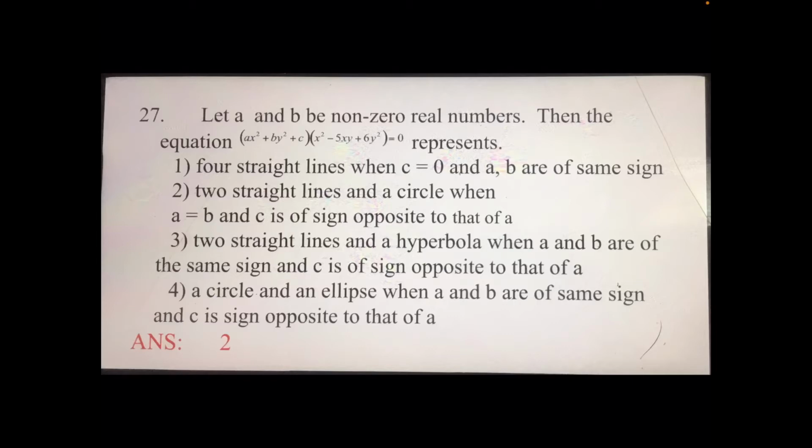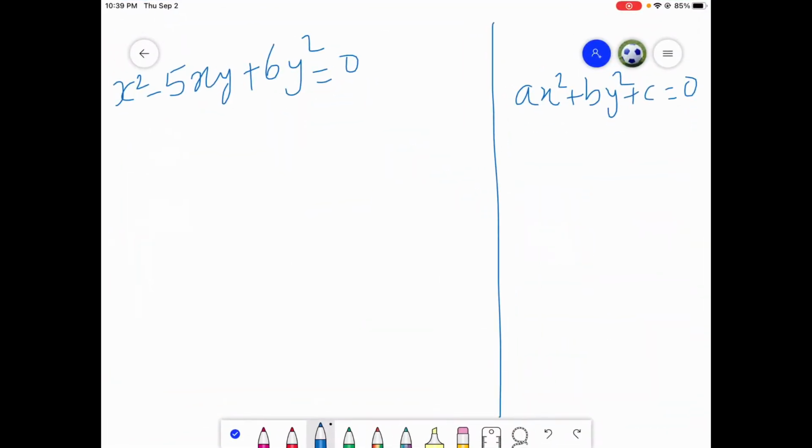So let's take a look at both these equations. Like we can resolve that as ax square plus by square plus c is equal to 0 and x square minus 5xy plus 6y square is equal to 0. So let's take a look at both these equations and let's try to analyze it, okay. So let's take the second equation first because the coefficients are given. So we have a is 1, b is 6 and h is given as minus 5 by 2. Remember 2xy, 2hxy. So 2h is equal to minus 5. So h is equal to minus 5 by 2 and rest of all the terms are 0.